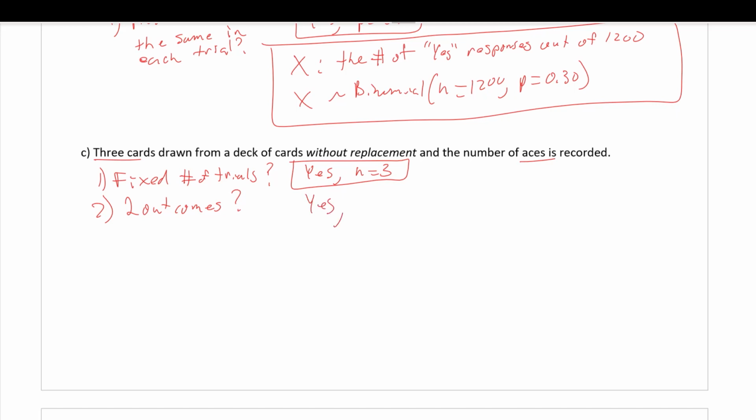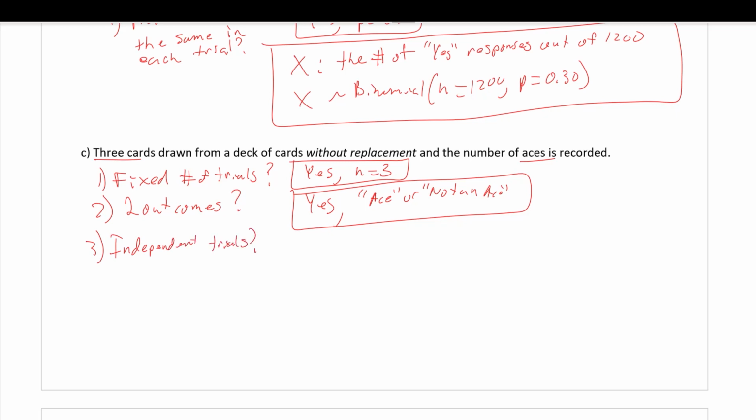Yeah, of course, there's 52 cards, and they all have different characteristics. But in this case, they're only really interested in whether it's an ace or not an ace. Okay, so there's still 2 outcomes. 3, do we have independent trials? Again, the definition of independent is that the probability of one event isn't influenced or isn't affected by the result of a prior event. Okay. 3 cards are drawn from the deck without replacement.